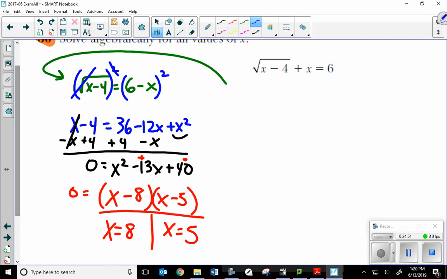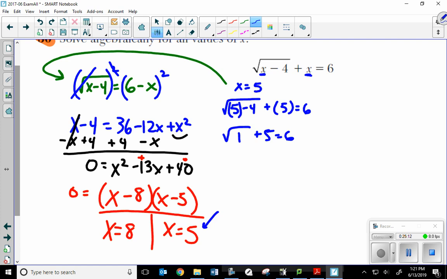Let me check both of them. First, let's check 5. Let's make sure 5 works. When x equals 5, I'm going to put a 5 in for both of these x's. The square root of 5 minus 4 plus 5 equals 6. Okay, so this is 1. The square root of 1 plus 5 equals 6. The square root of 1 is 1. I think you can see this is going to work. Boom.